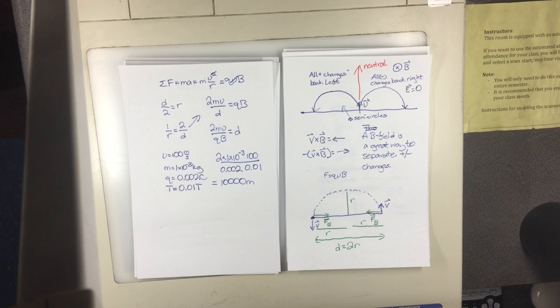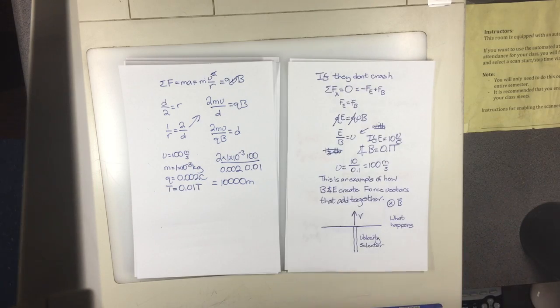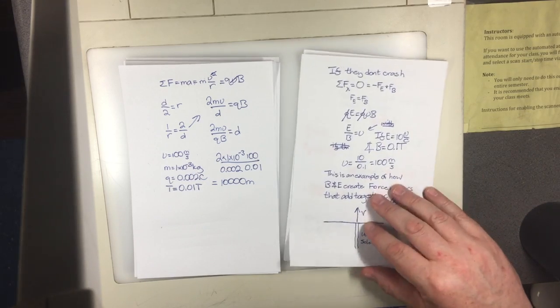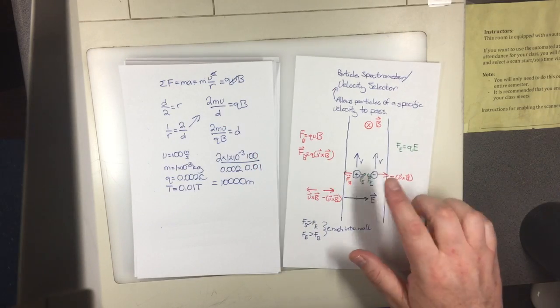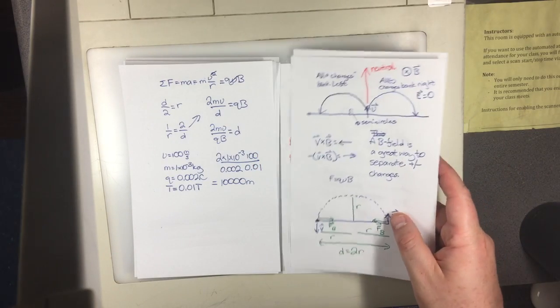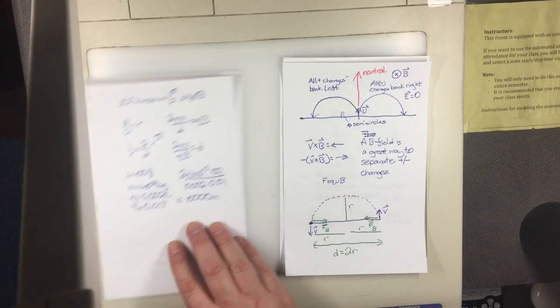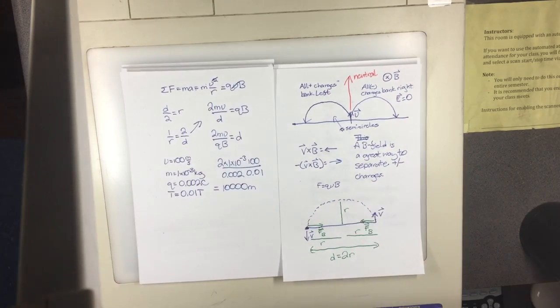So what this is really illustrating is circular motion, charges in a magnetic field. Earlier we saw how the force vectors added, and so we end up with something like this. And we get that.